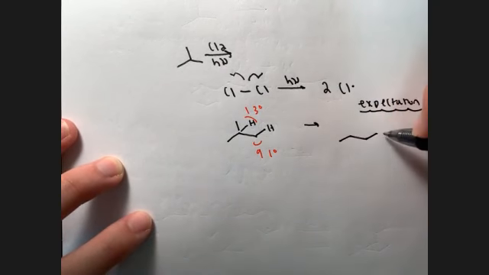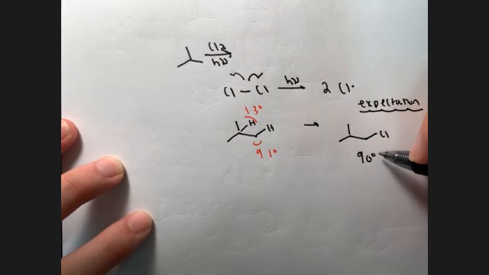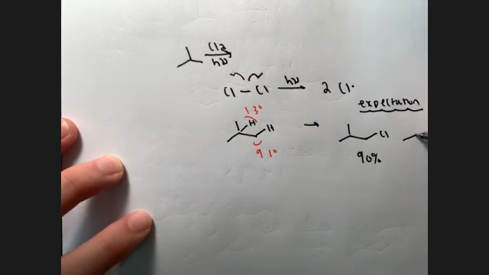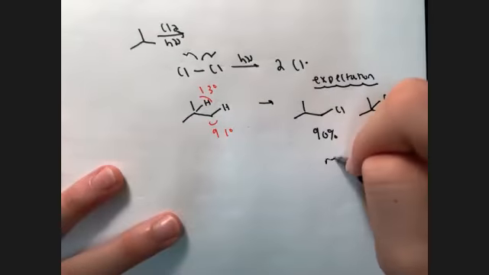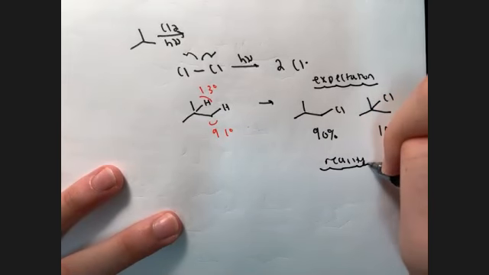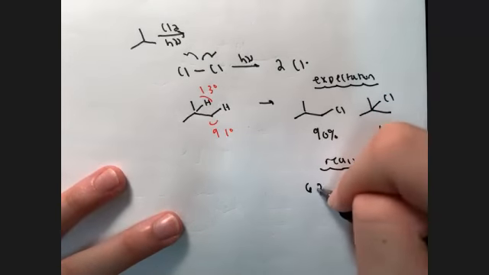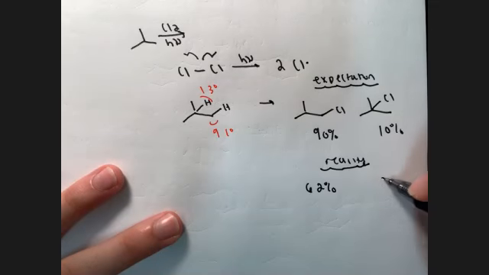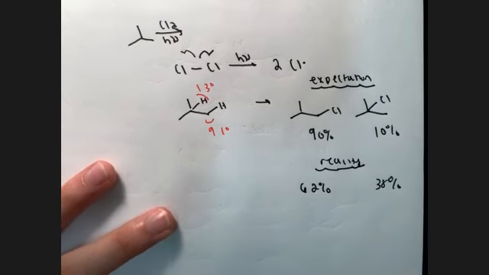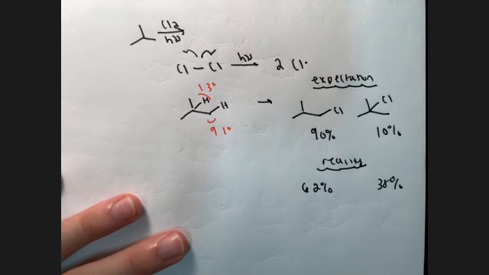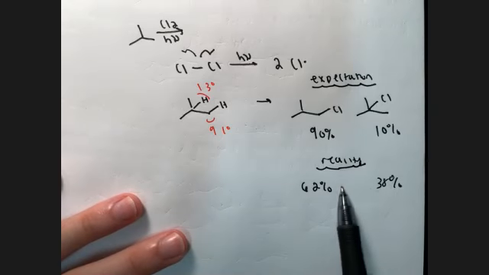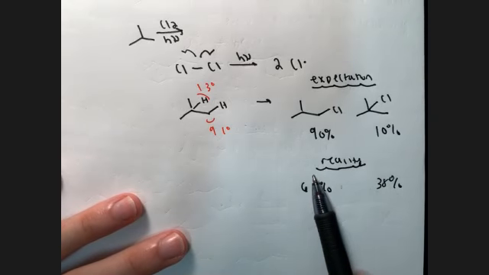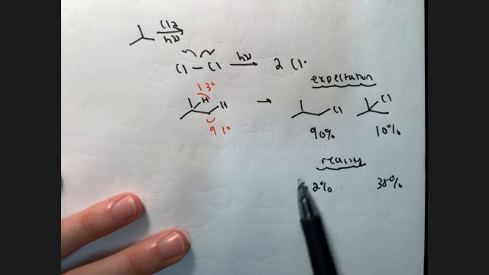So purely based on statistics, so based on expectation, we should get 90%, and we should get 10%, just based on the number of protons that are available. But in reality, this is really weird. In reality, we get 62% and we get 38%. Okay, again, not what we expected. So for bromine conditions, we got 100% of this product, but for chlorine conditions, we get skewed in this other direction. So something weird is going on. We need to talk about it.